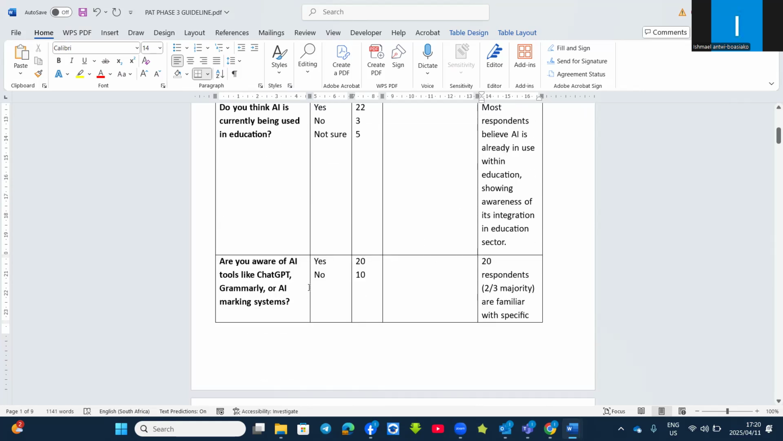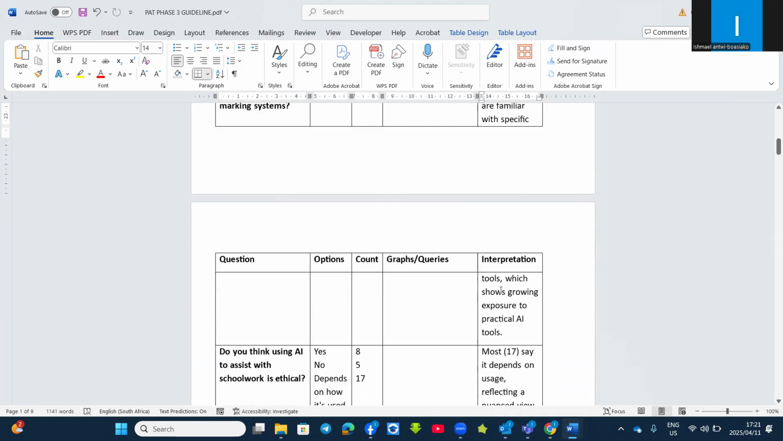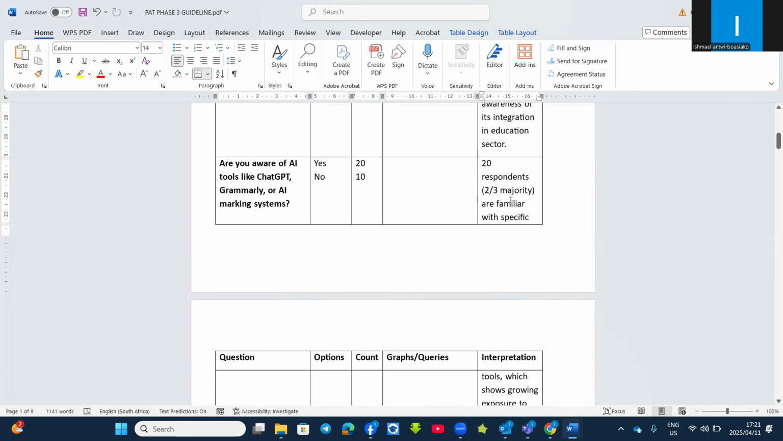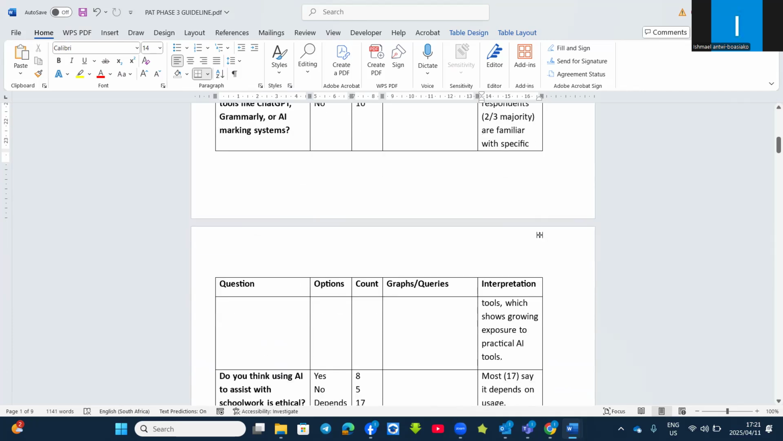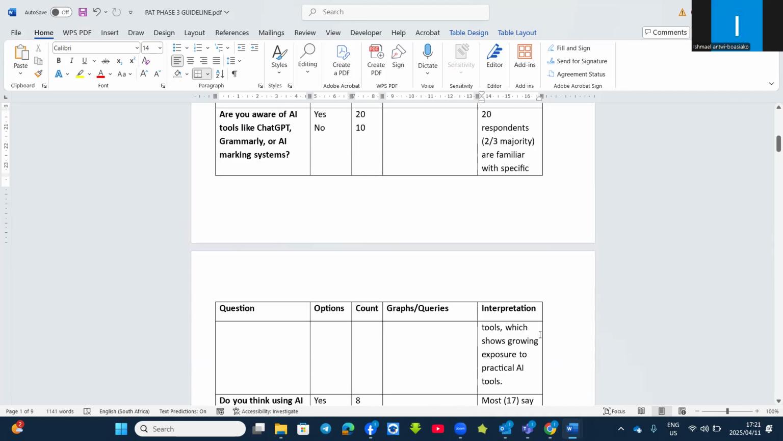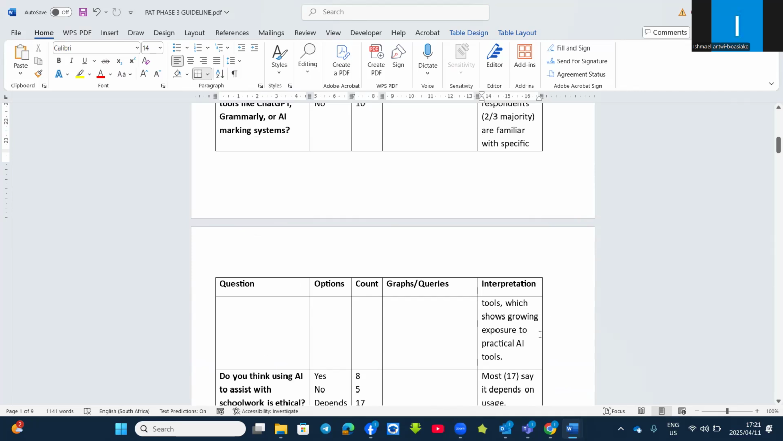Now, the third one: are you aware of AI tools like ChatGPT, Grammarly, or AI marking systems? Out of this, 20 said yes, and 10 said no. Now, 20 respondents, which is a two-thirds majority, are familiar with specific AI tools. Or you can say 20 respondents are aware of certain AI tools, which shows there's a growing exposure to AI tools. That means more people have knowledge about AI tools, or more people are making use of AI tools in the education sector.